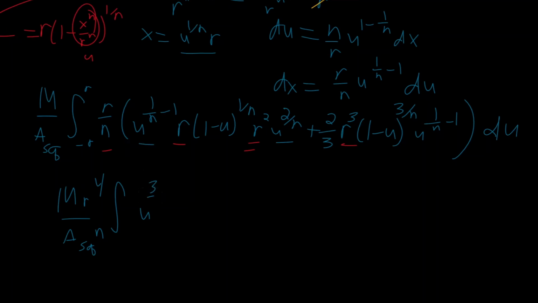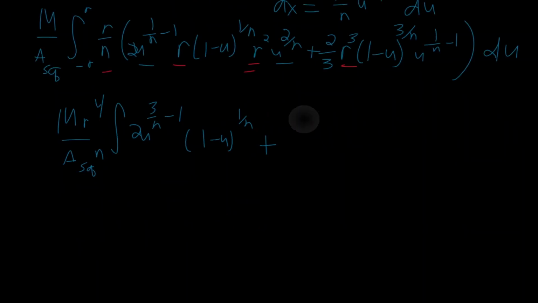so this is going to be 3 over n, minus 1, times 1 minus u to the 1 over n, plus 2/3, or sorry, there should be a 2 out front. I do apologize. Plus 2/3 times, no r, we factored that out, times, to keep it in the same form, I'll put the u to the 1 over n minus 1 out front, then 1 minus u to the 3 over n du. And from this right here, our bounds are from negative r to r.